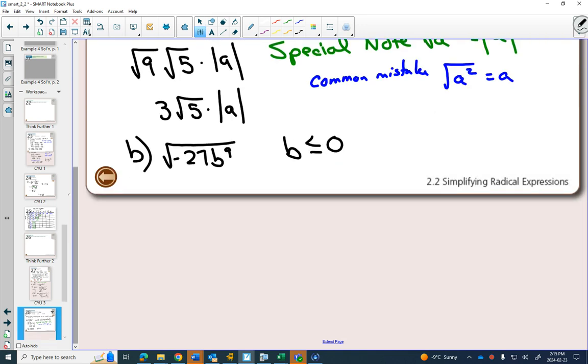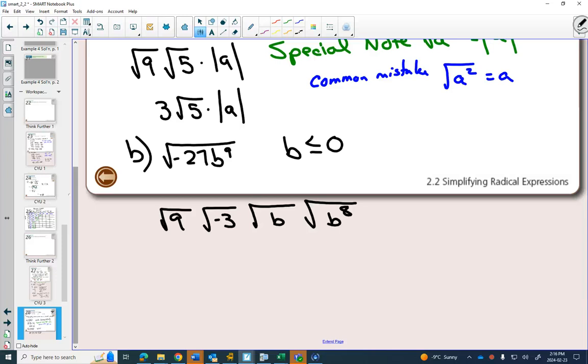Okay. Next, 27. Does 27 break up into a perfect square number? Yes. Square root of 9 times negative 3. Then b to the 9. If I take one b out, how many b's would I be left with? b to the 8. b to the 8 breaks up perfectly in half to be b to the 4 times b to the 4.